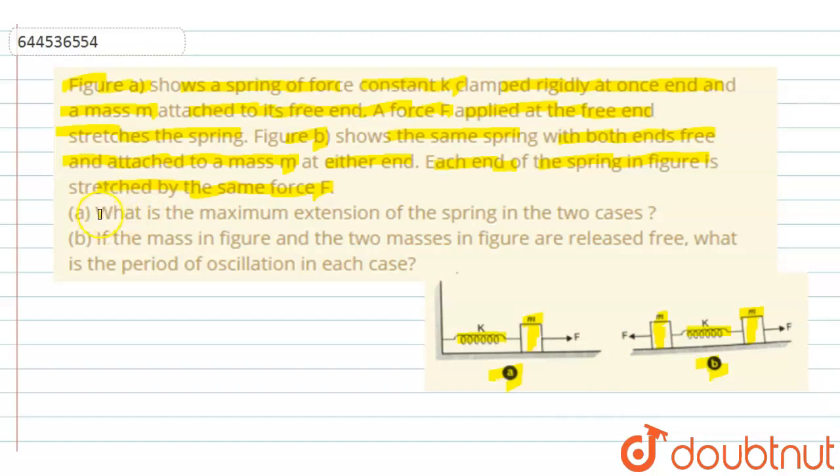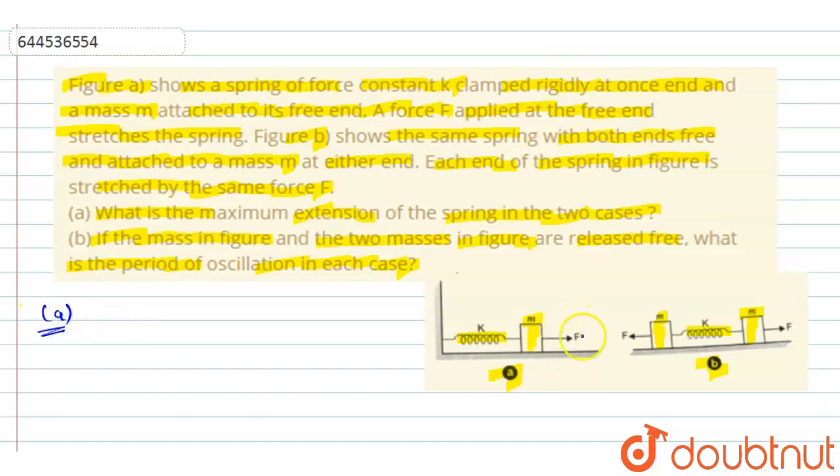Now in part A, we have to find the maximum extension of the spring in the two cases, and in part B we have to find, if the mass in the figure and the two masses in the figure are released free, what is the period of oscillation in each case. Okay, so let's talk about part A.